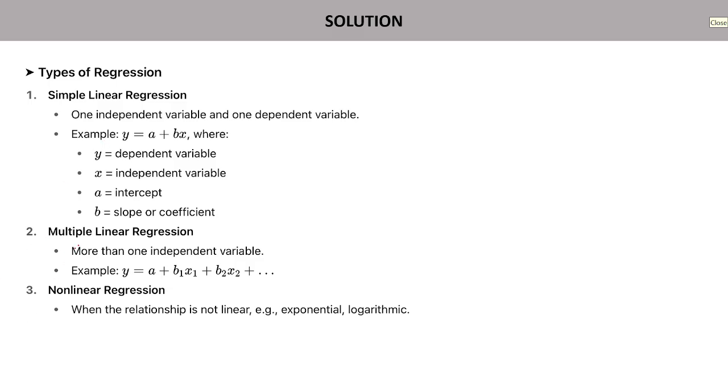The example is y equals a plus bx, which is the equation for a line, where y is your dependent variable, x is the independent variable, a is the intercept, and b is the slope or the coefficient. Second, there is multiple regression, where there is more than one independent variable, in which case the equation changes to y equals a plus b1x1 plus b2x2 and so on and so forth. The third one is nonlinear regression. In this case, the relationship can be exponential or logarithmic, but not linear.